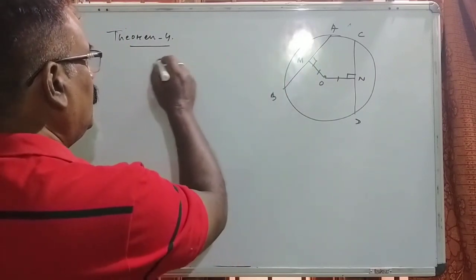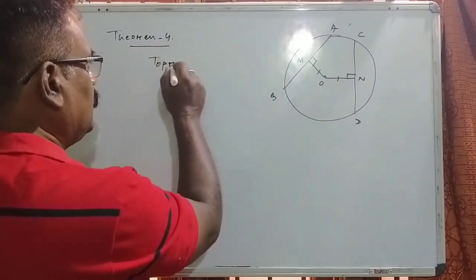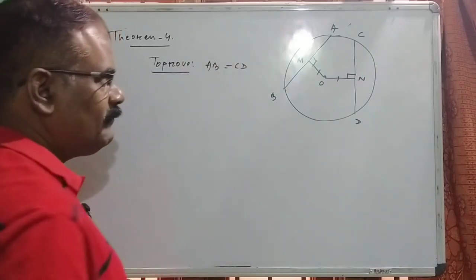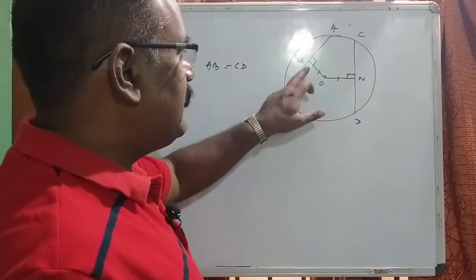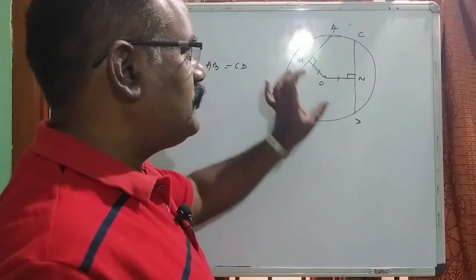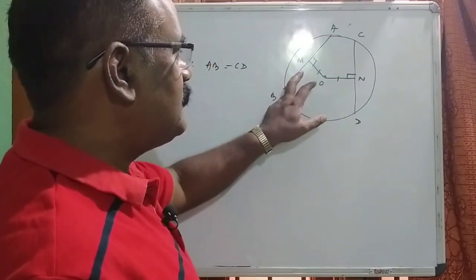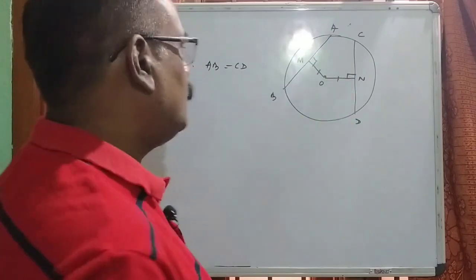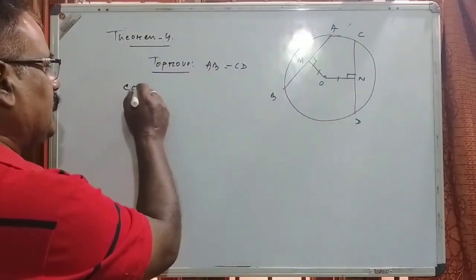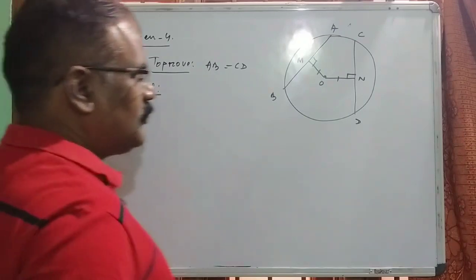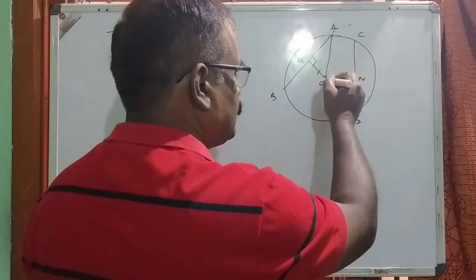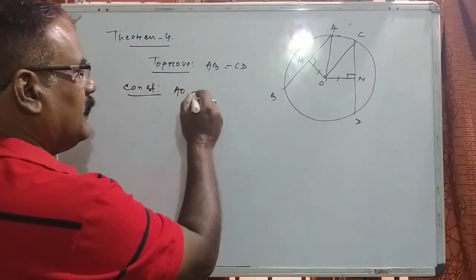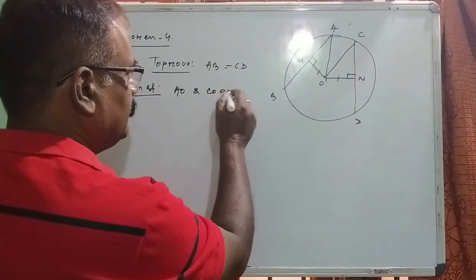So what do we have to prove now? According to this theorem, we have to prove that chord AB is equal to chord CD. What is given? It is given that this is 90 degrees and this is 90 degrees because it is the distance, and it is also given that OM is equal to ON. Now we have to prove that AB is equal to CD. Just like the previous one, here also we will take one construction. In the same manner as the previous theorem, AO and CO are joined.